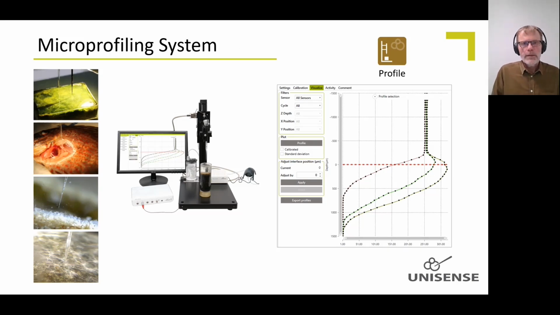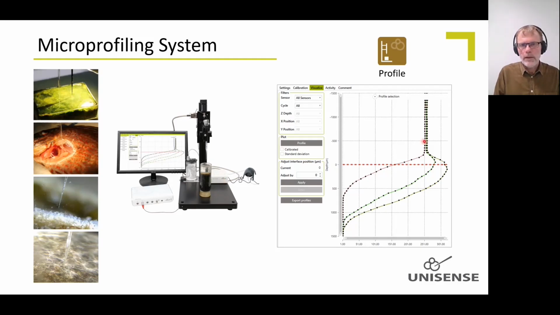So the microprofiling system looks like this. It consists of a micromanipulator. It can be motorized or manual. There's this heavy lab stand, so you can have a vibration-free mounting of the sensors. There's the software that allows you to operate the motor here and collect the data. There's an amplifier, in this case an FX6 Uniamp, where the sensor is connected, and there's a motor controller that will operate the motor.